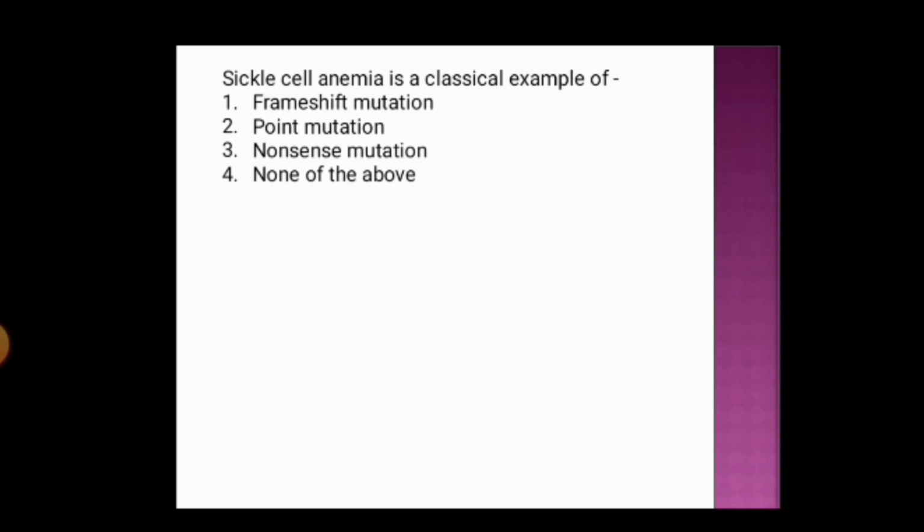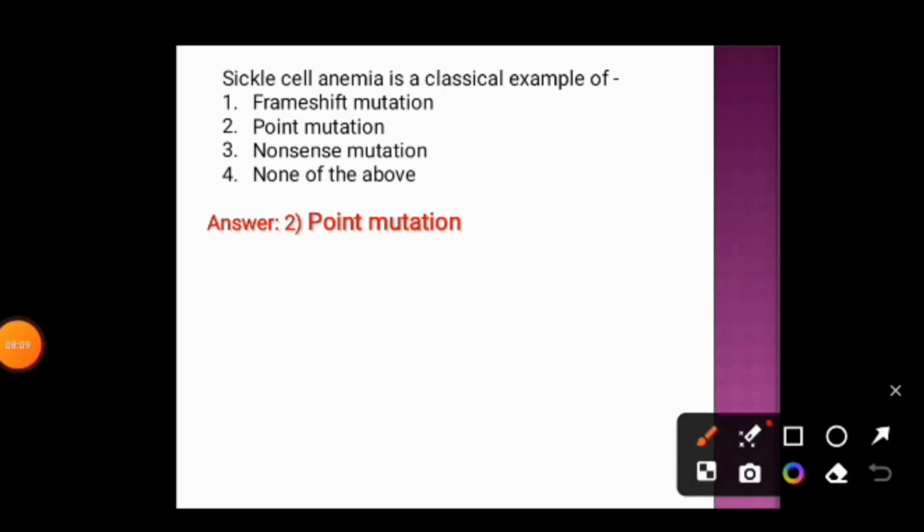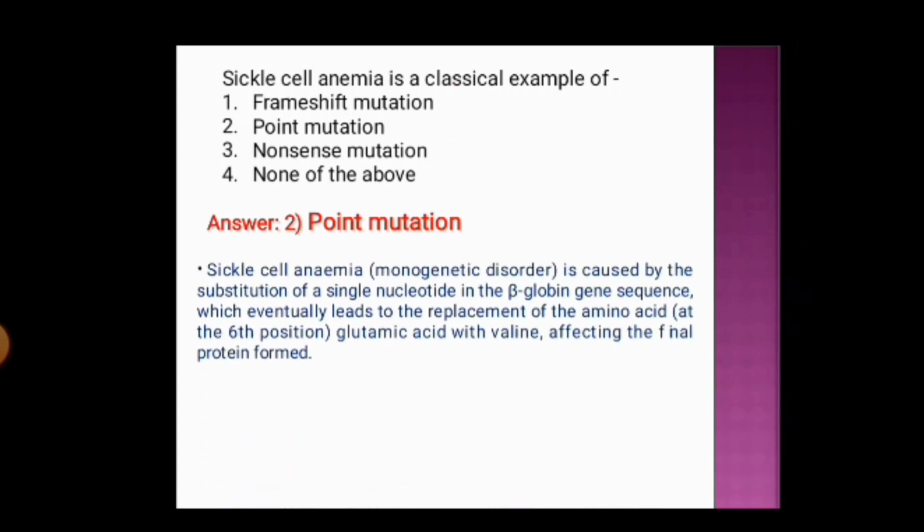Next question. Sickle cell anemia is a classical example of option 1 frameshift mutation, option 2 point mutation, option 3 nonsense mutation, and option 4 none of the above. And the correct answer is option 2 point mutation. Although frameshift mutation and nonsense mutation are also point mutations, here these two options will not be the answer, because sickle cell anemia is a classical example of missense mutation, and missense mutation is one kind of point mutation. As missense mutation is not present in the options, only point mutation, frameshift mutation and nonsense mutation are present, the answer will be point mutation, because it is neither frameshift mutation nor nonsense mutation.